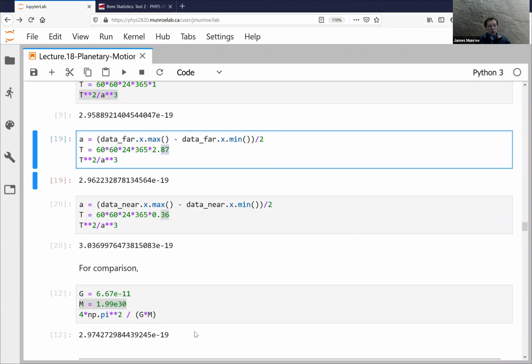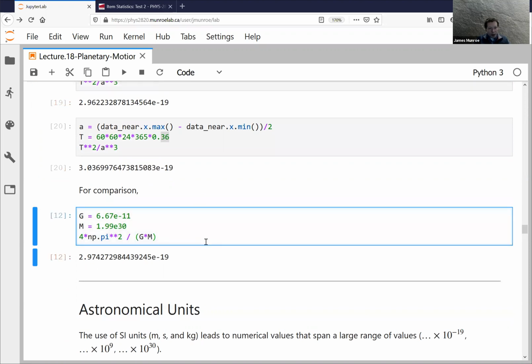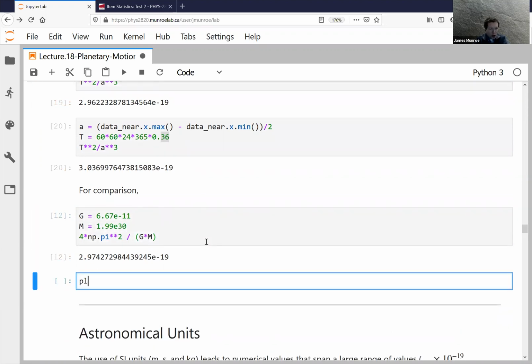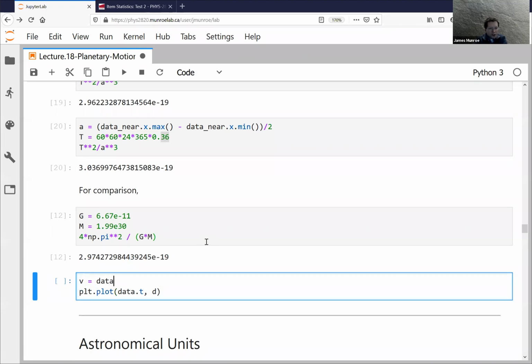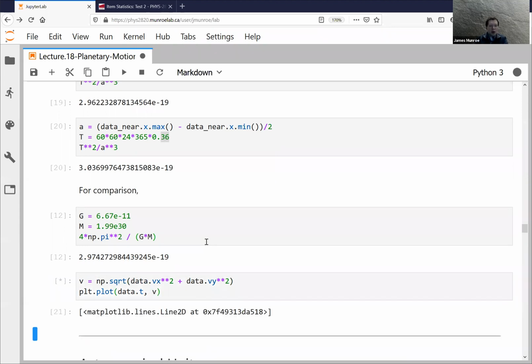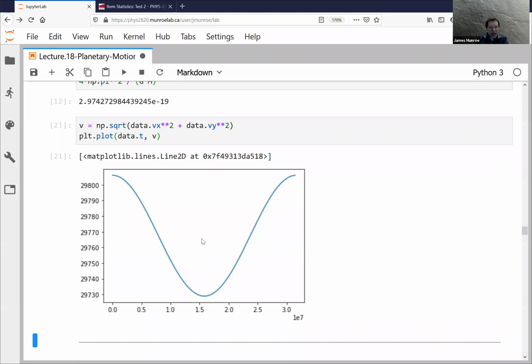What did I want to say? I guess we could just talk briefly about the velocities, just to prove what's going on here. If I take this data, data.t, data.v, well, let's do it this way. V is equal to the square root of data.vx squared plus data.vy squared. And if I plot d versus v, you're going to get something which is basically a constant.